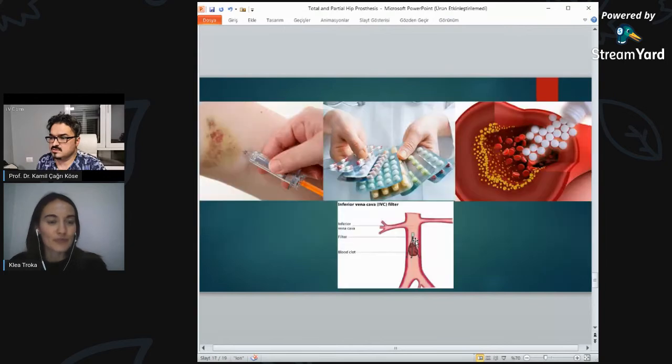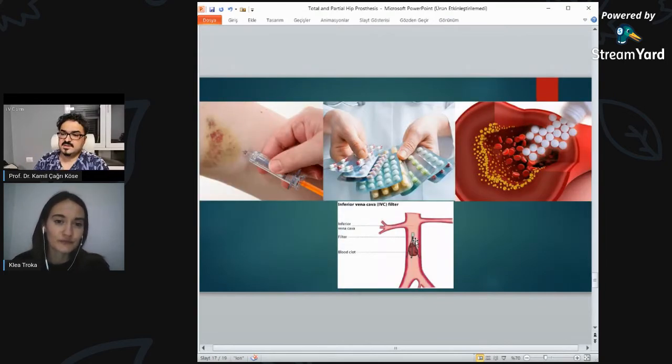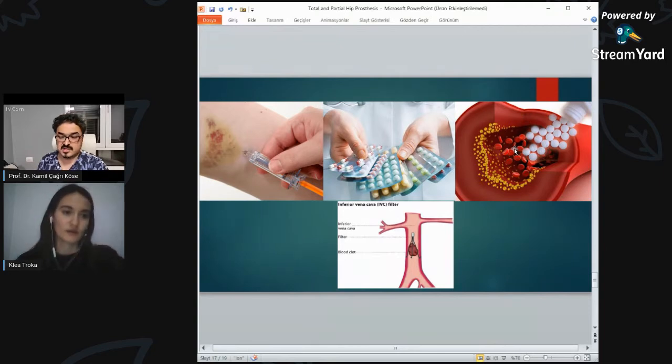Okay, so I can go on, I guess. So these are some of the things that we use to prevent thromboembolism. We use blood thinner injections, blood thinning tablets, and whatever we do, they go into the circulation and prevent the blood cells from clotting, from forming clots.